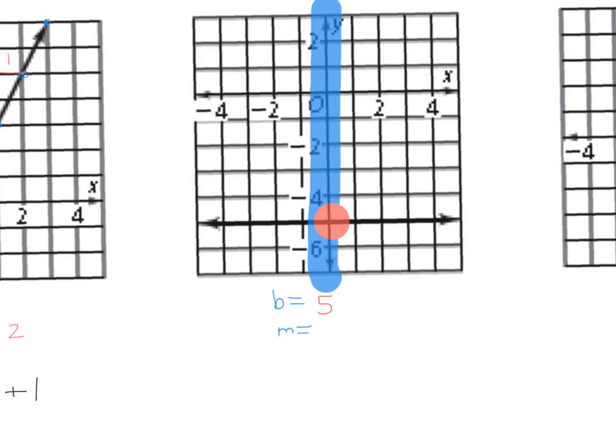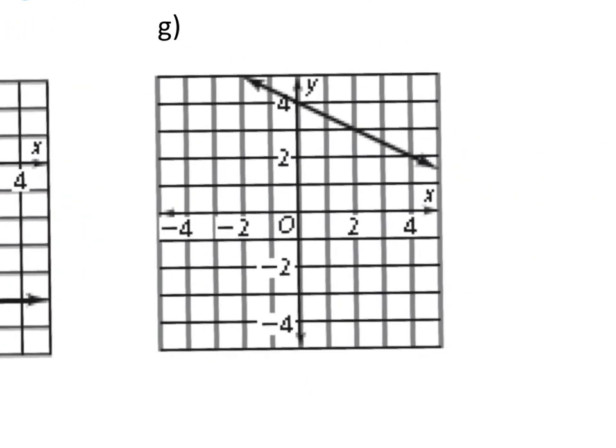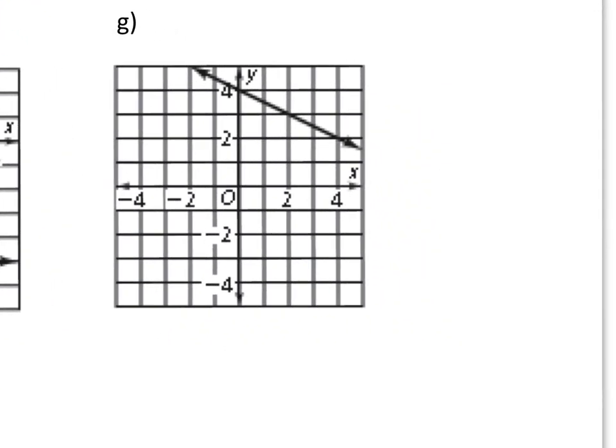And then my slope, since this is a horizontal line, we should already know that our slope is 0. So now we're going to write y = 0x + 5, or y = 5. I would accept either one of those. All right, I want you to go ahead, pause the video, and try G on your own.